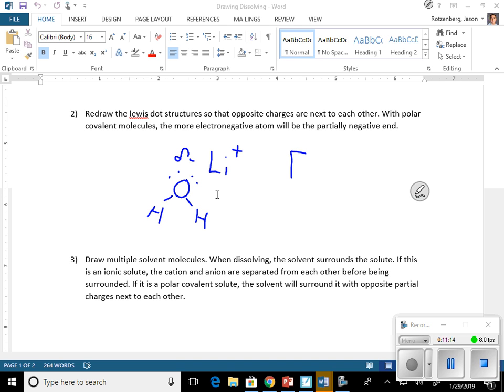My fluoride, my F-, it'd be the hydrogen end of water that would be next to that, because the hydrogen end is the partial positive end. One of the things that we're going to look for when you are drawing dissolving is, do opposite charges match up? So as you can see, when water dissolves an ionic compound like lithium fluoride, the positive end of the lithium is attracted to the partial negative end of the water.